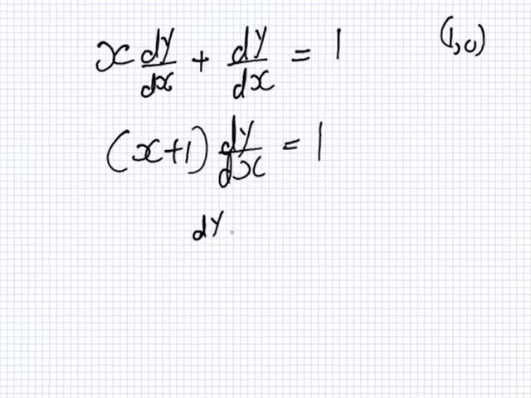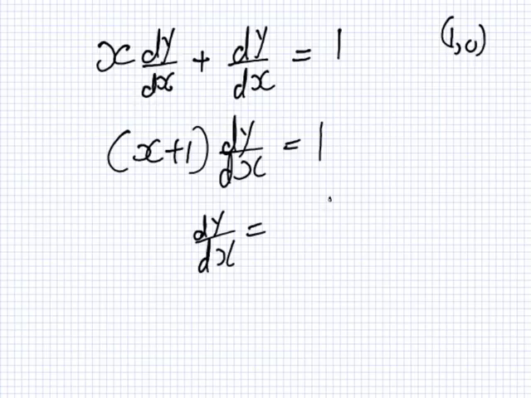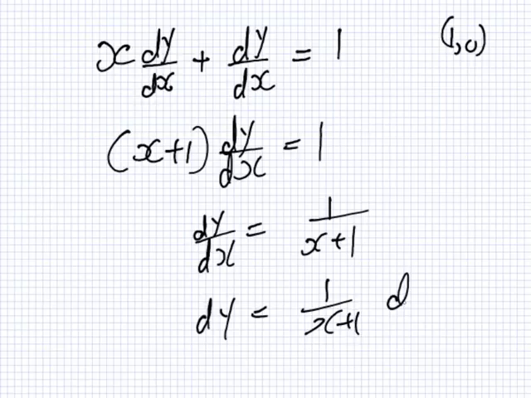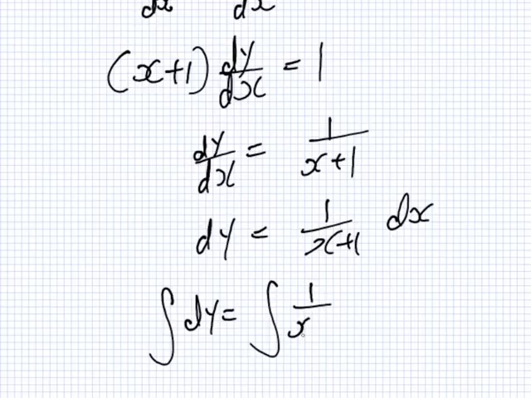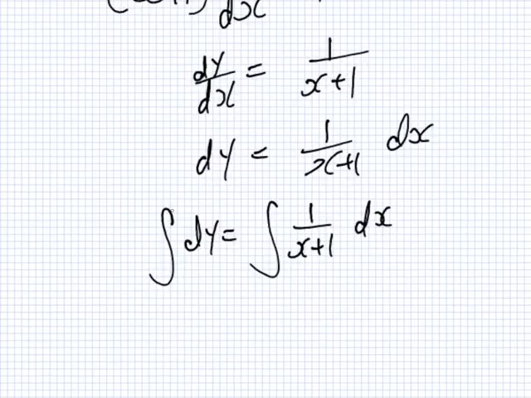Now we say dy over dx equals 1 over x plus 1. So dy equals 1 over x plus 1 dx. Integrate dy equals integrate 1 over x plus 1 dx. Integrating on the left, I get y. Integrating on the right, what do I get?